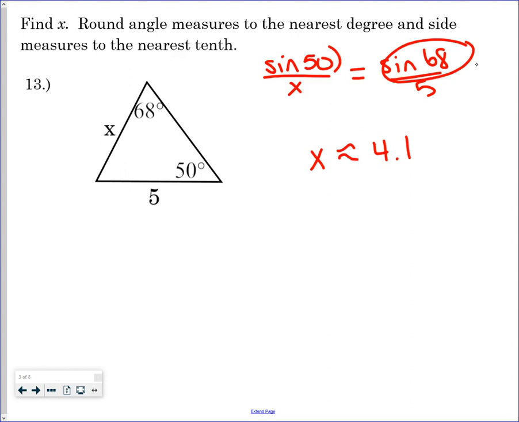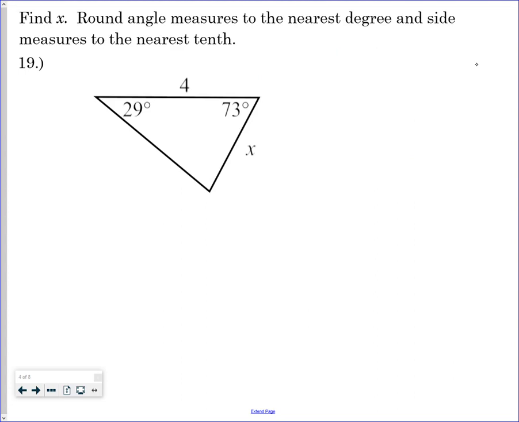All right, next one. Same concept. This time I've got angle, angle, side again, right? Angle, angle, side. Do you guys see what I'm saying? So on this one, I'm going to take sine of 29. That's where I'm starting. What am I going to put that over? X, okay? Equals, well, darn, I can't say sine of 73 over something I don't know. And I can't say sine of I don't know over 4.